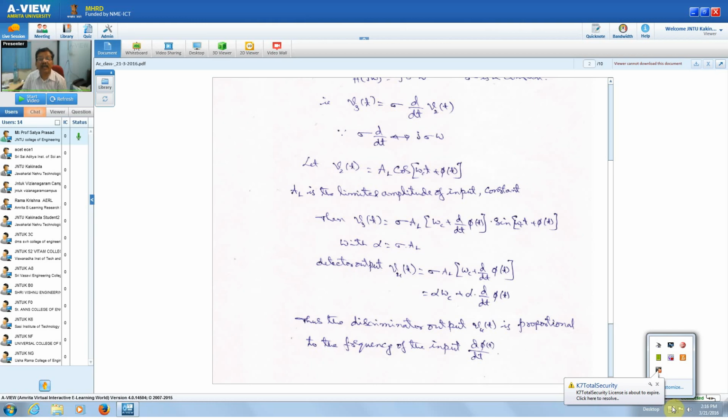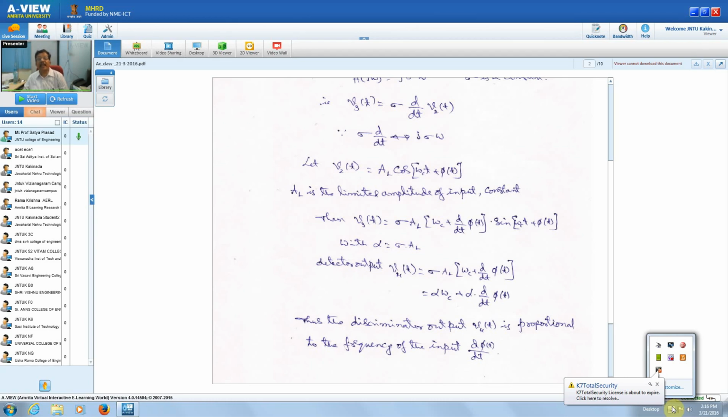and only the frequency variations are represented in the time domain waveform. Therefore, this V3 of t, the output of your frequency to amplitude converter, is sigma AL into (omega c plus d by dt of phi t) into sin(omega ct plus phi of t), because AL cos(omega ct plus phi t) is V2 of t, and we want sigma d by dt of V2 of t.